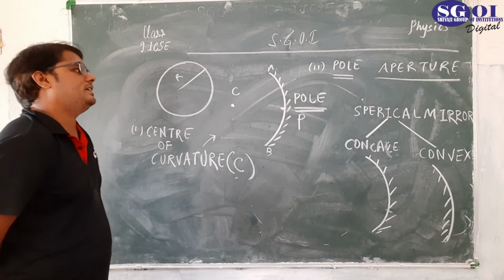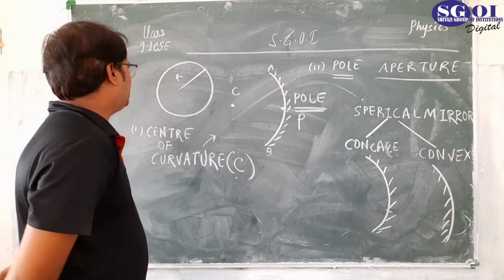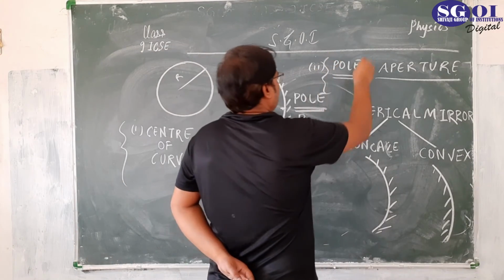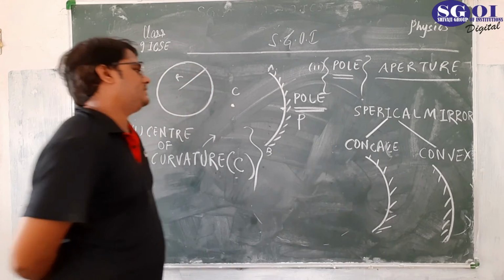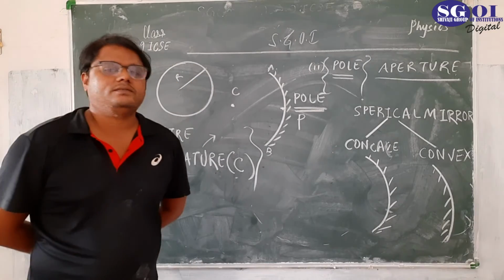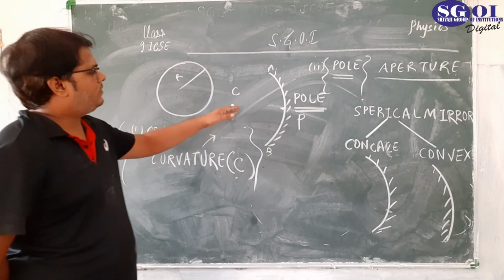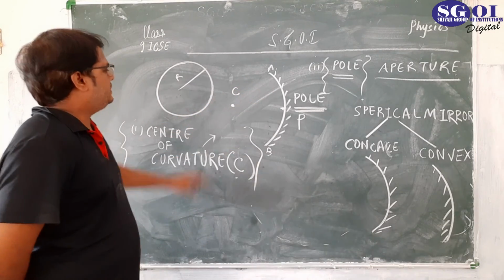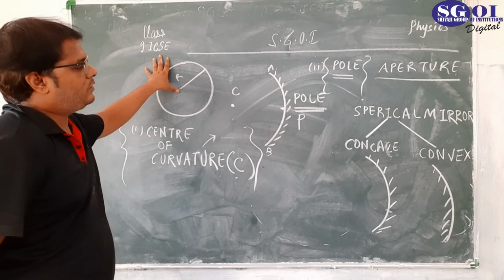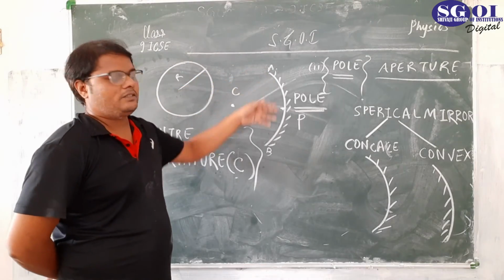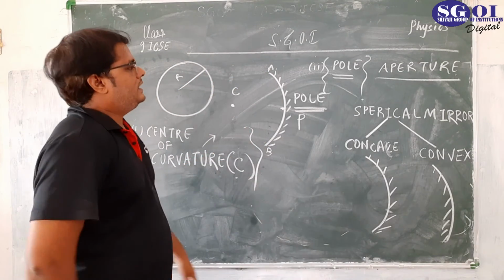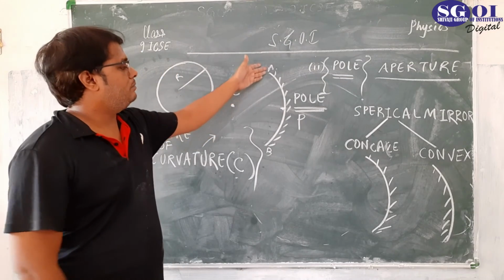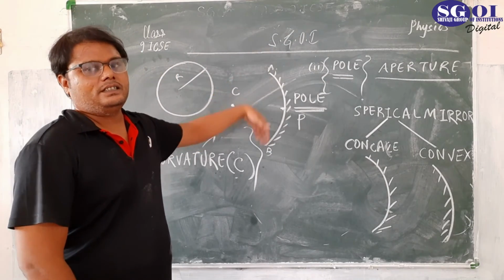So I think that should be enough for today's class. Let's revise these two things once again: pole and center of curvature. What is center of curvature? Center of curvature for a spherical mirror is the center of that sphere from which our mirror was cut off, and for pole we can say the midpoint of the aperture is the pole.